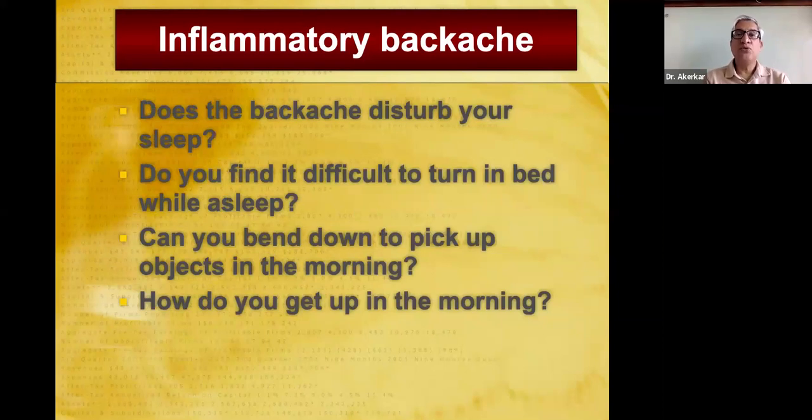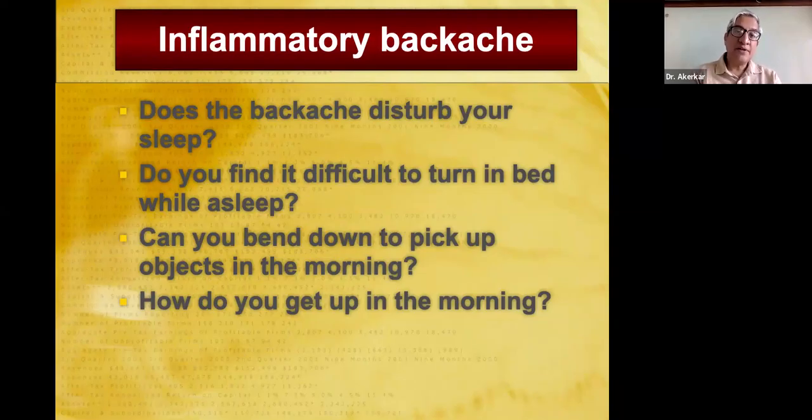A few questions that you remember when you are taking history of the patient to get this exact history of inflammatory backache. Does the backache disturb your sleep? Again, very important when you ask this question. नींद आने में तकलीफ होती है क्या? नींद तो लग जाती है लेकिन रात में खुल जाती है दर्द की वजह से. That is very important. Difficult falling asleep is a different thing. That is not suggestive of inflammatory backache. But once the patient falls asleep and then he gets up because there is pain, backache disturbing his sleep midway, that is suggestive of inflammatory backache.